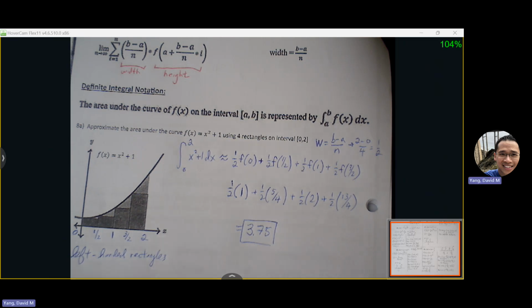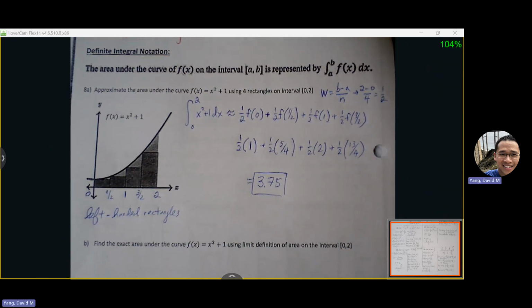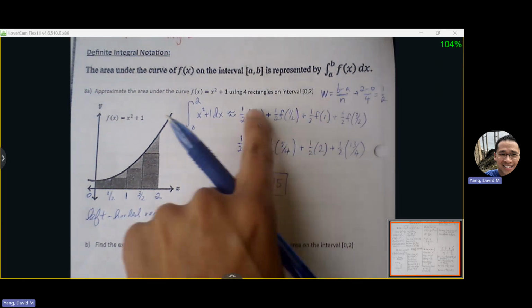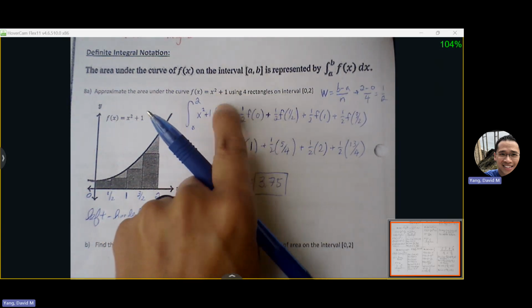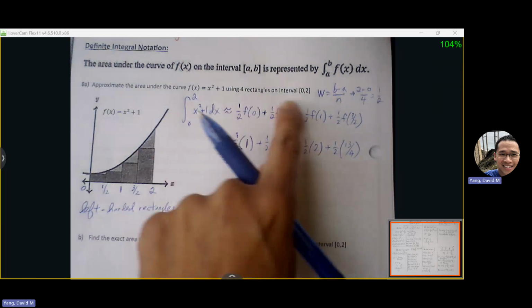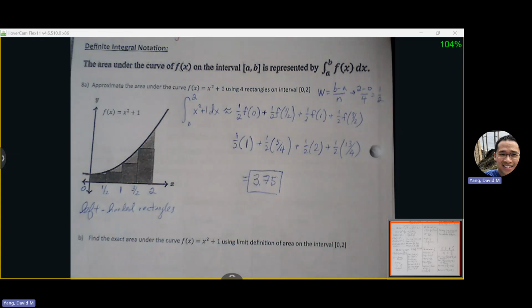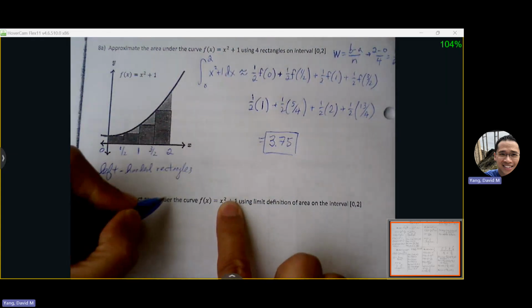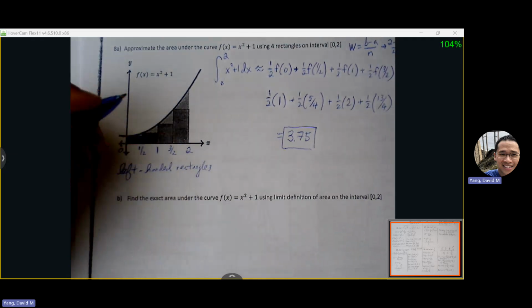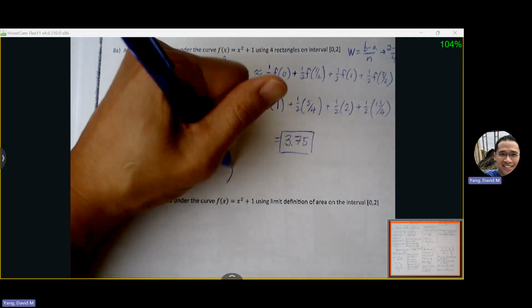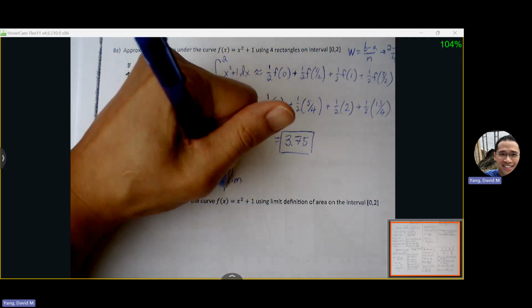All right, so let's look at part B here. We're going to do the same problem, but now we're going to move towards finding the exact area under the curve rather than just an approximation using 4 rectangles. Above B here, I'm going to write the definition up here, and then I'm going to apply it step by step.